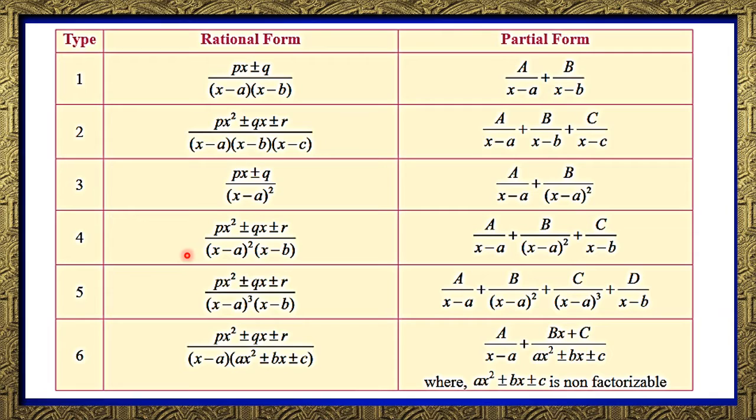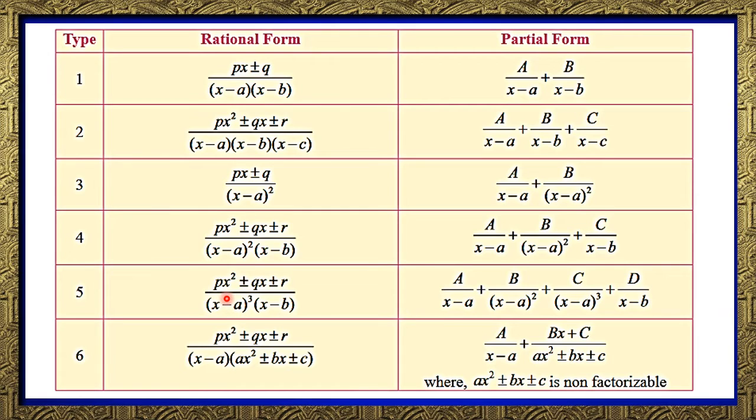Next one, fourth, that is px square plus or minus qx plus or minus r upon x minus a the whole square into x minus b. This is also a little similar to the third one. It can be expressed as a upon x minus a, that is, only once we have taken, and b upon the entire factor, x minus a the whole square, plus c upon the remaining factor x minus b. And the method is the same as the previous one, that is, finding a, b, c and integrating.